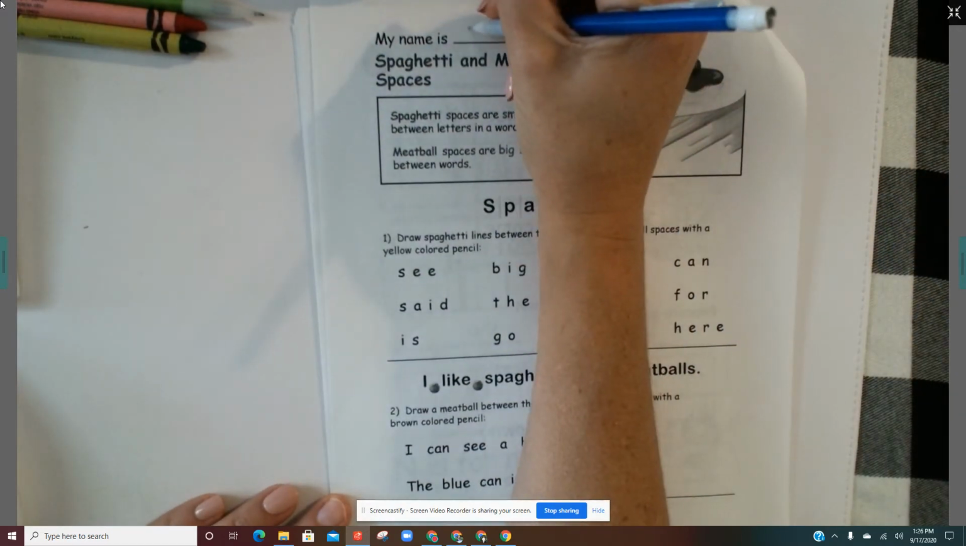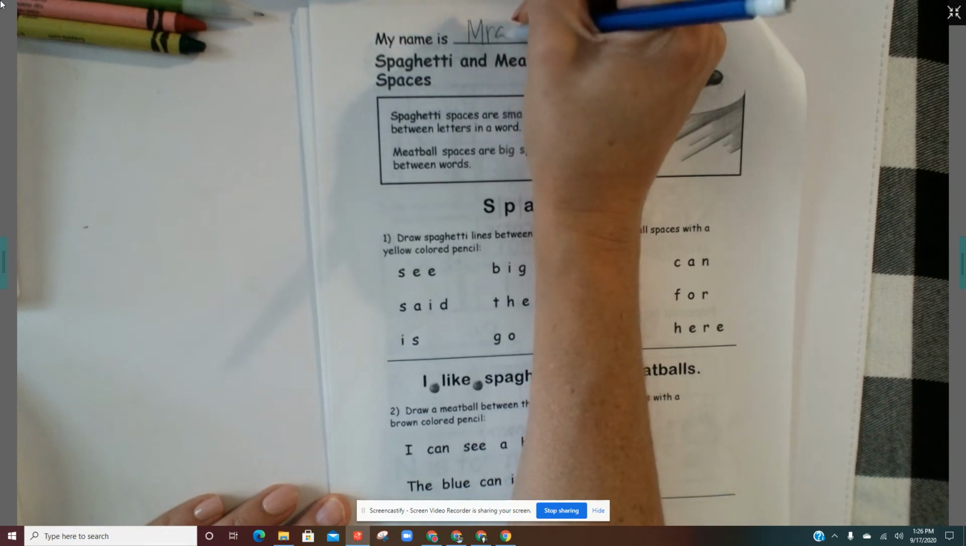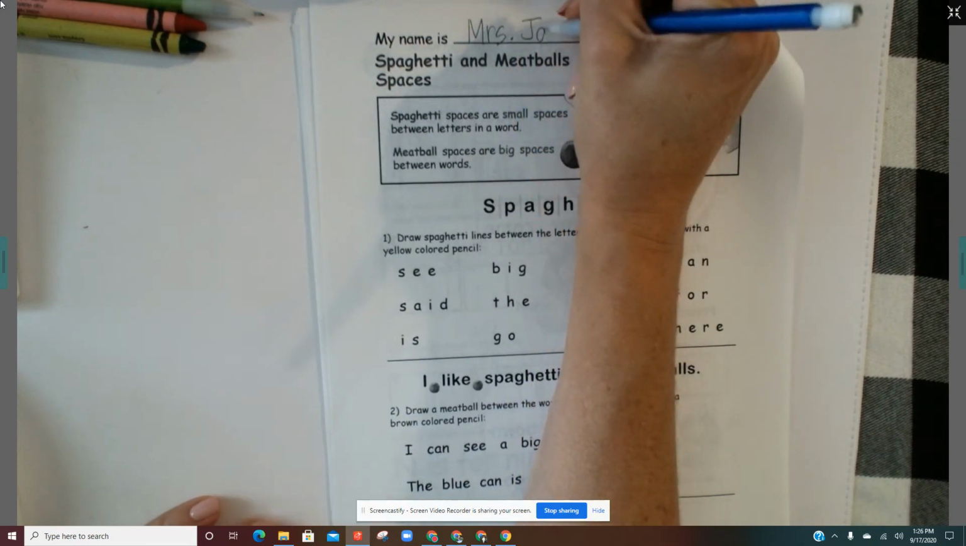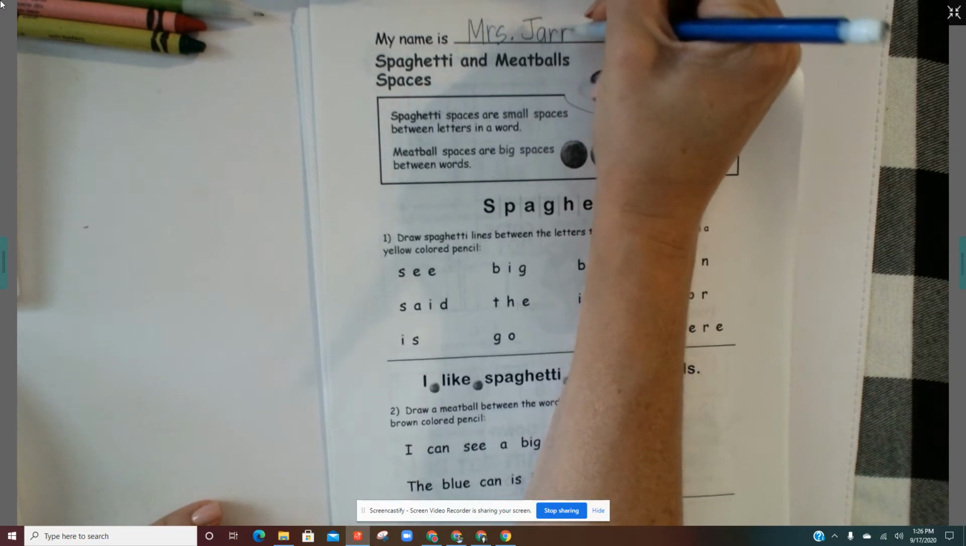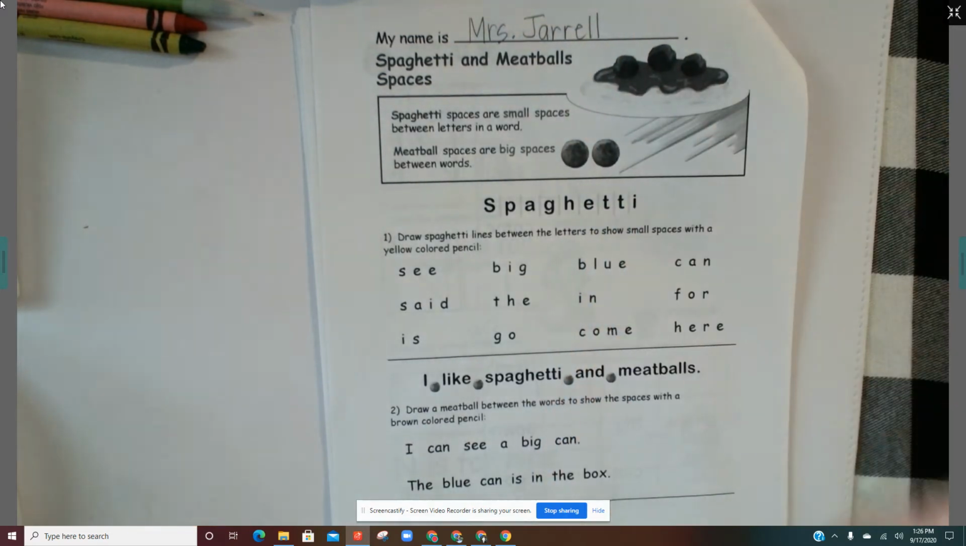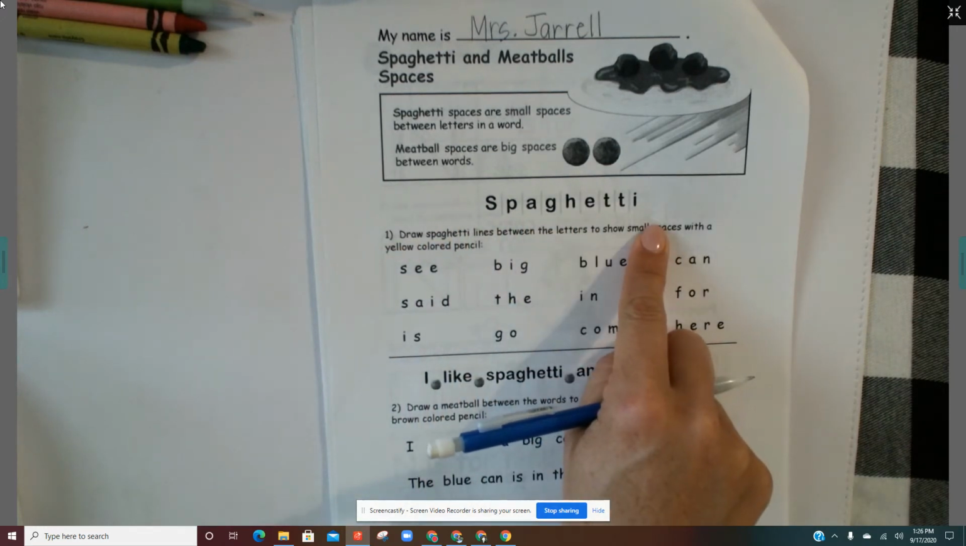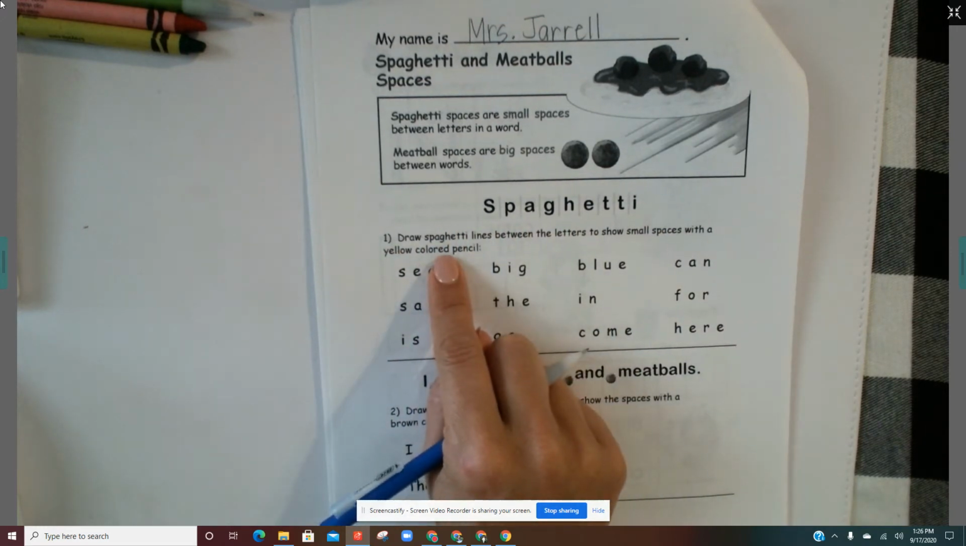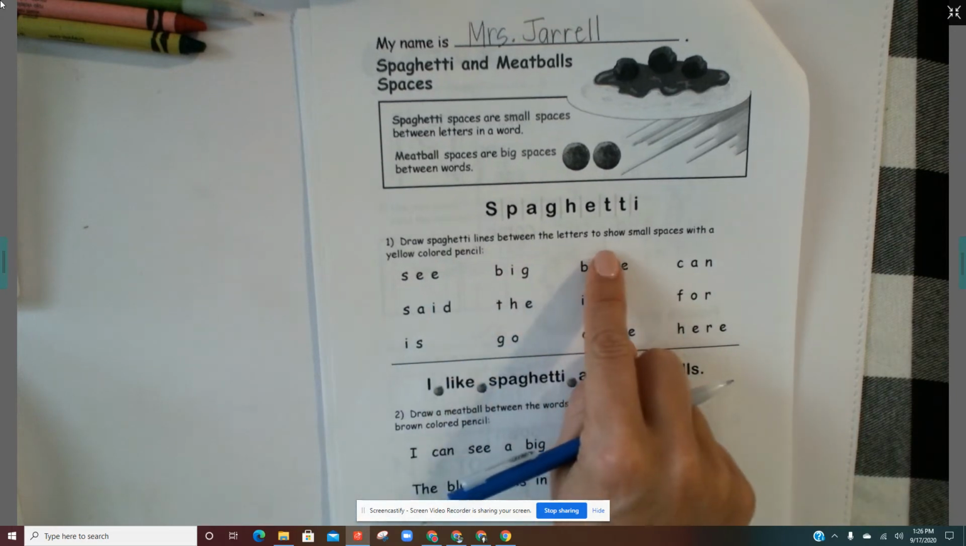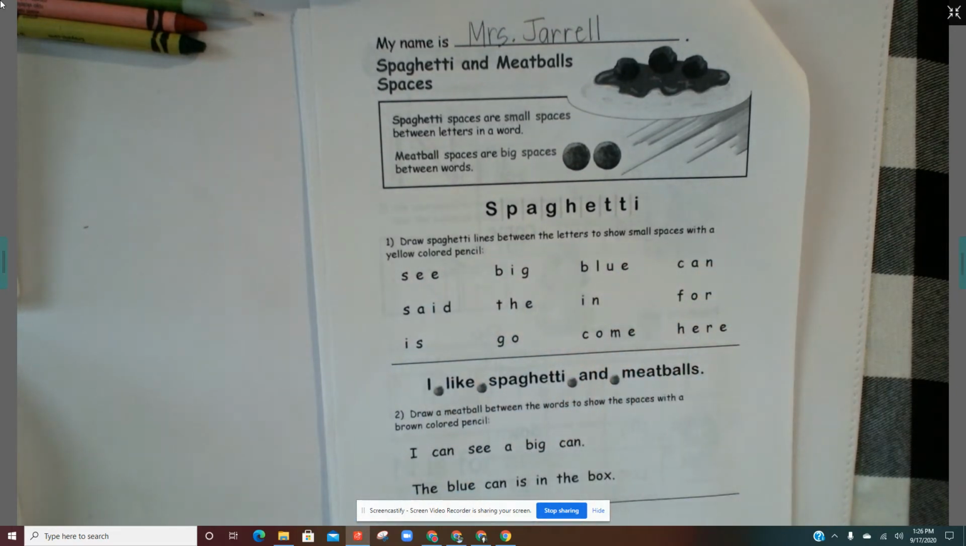So the first thing we're going to do is write our name. Okay, and then look down here. Oh, let's read our directions first. We're going to look at spaghetti spaces first. It says, draw spaghetti lines between the letters to show small spaces with a yellow colored pencil. But of course, we can just use our yellow crayon.